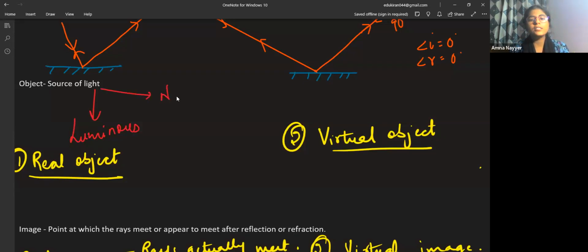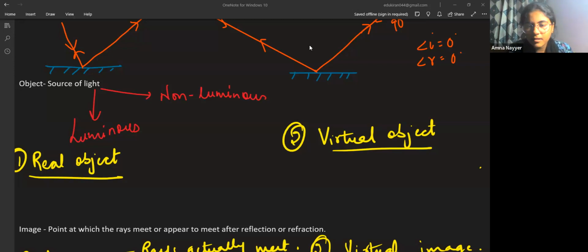The next category is non-luminous. Now, I am able to see the screen of my laptop, and this is emitting its own light. But what about the keyboard which I'm able to see? The keyboard is not emitting its own light. But why am I able to see it? This is a non-luminous object. Not glass. My keyboard is not made up of glass.